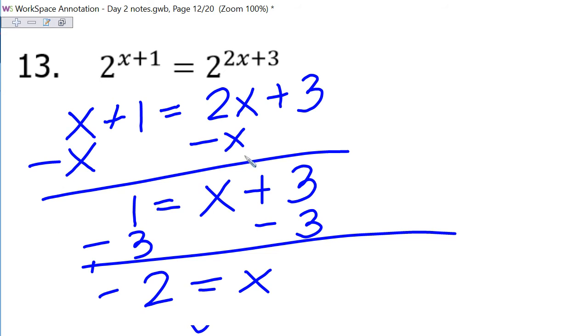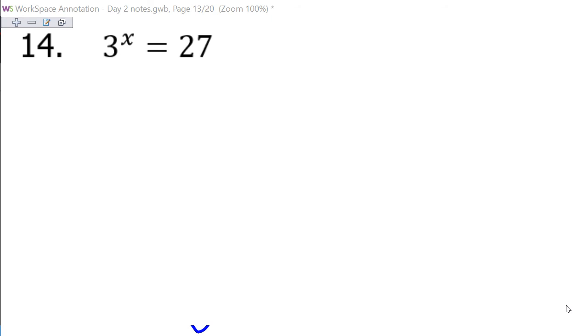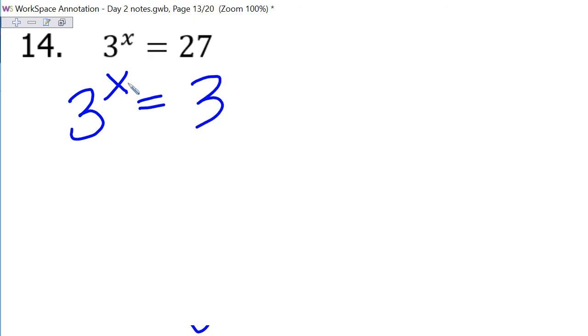Next one. Do we have a common base? No. For the left side, what's the base? 3. So on the right side, I want to have a common base. I want to make 27 have a base of 3. So 3 to what power equals 27? 3. 3 cubed is 27.